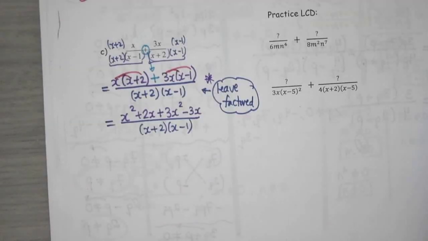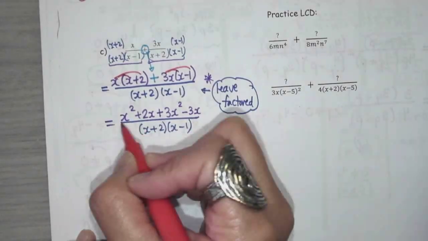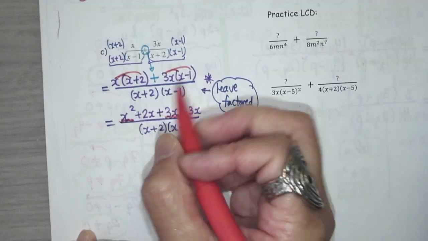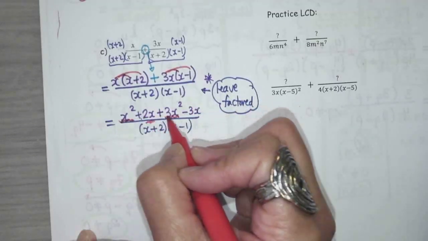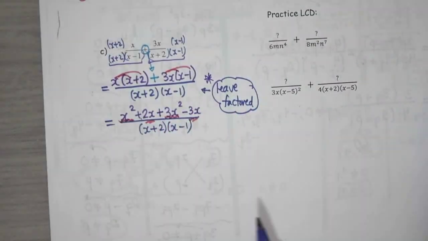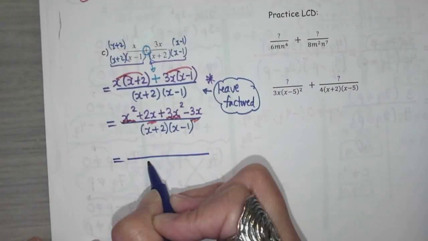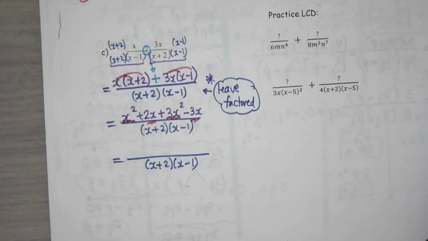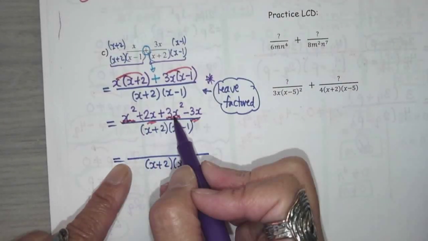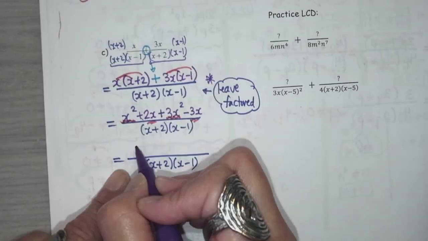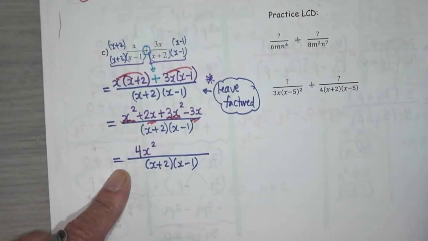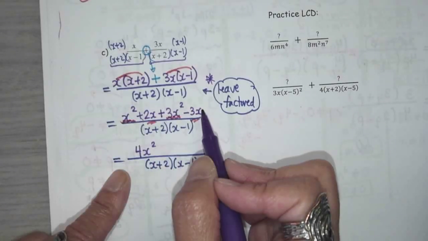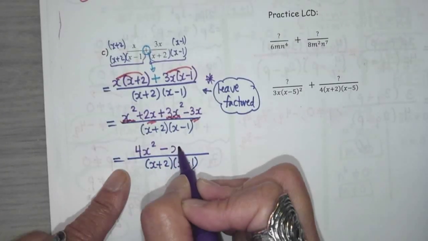Are there any like terms on the top that I can gather up? Yes, and then this one with this one. Right, so we're going to do this. Keep the denominator in factored form. Why? Because it's beautiful. On the top, x squared plus 3x squared, 4x squared. Then 2x, positive 2x, minus 3x, minus x.